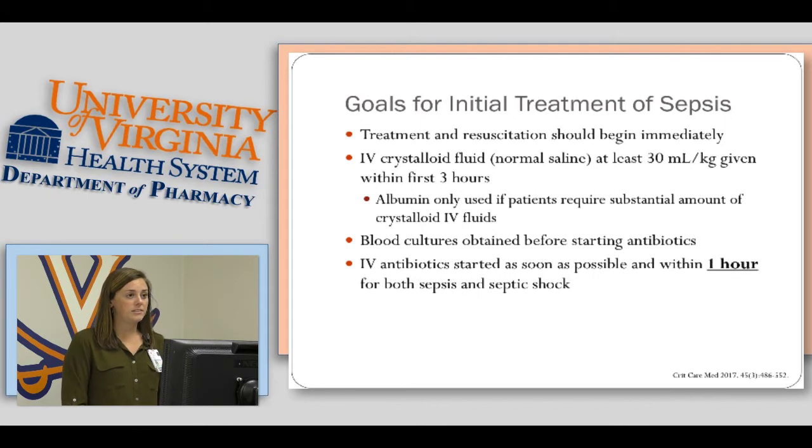So as you can see, this is a medical emergency, and thus why we respond very quickly here at UVA for sepsis alerts, and especially patients who present with septic shock. So the goals for initial treatment of sepsis are to begin treatment and fluid resuscitation immediately when these patients present or go into sepsis. And the first goal is to start IV crystalloid fluids, which is normal saline, of at least 30 milliliters per kilogram given within the first 3 hours of when patients present with sepsis.